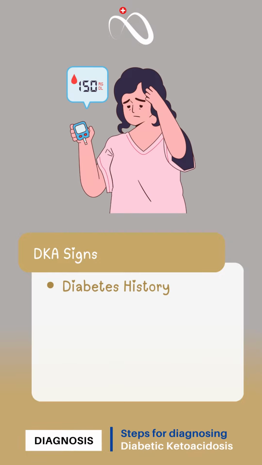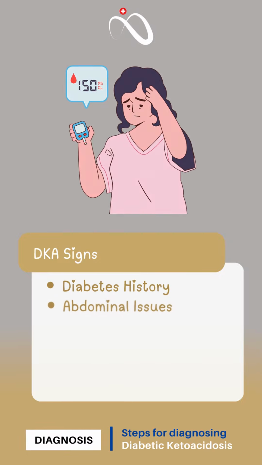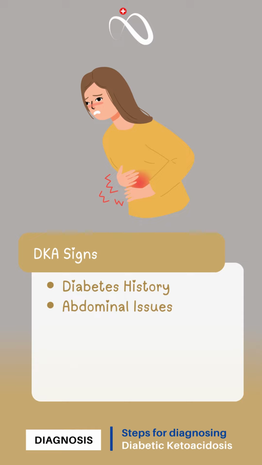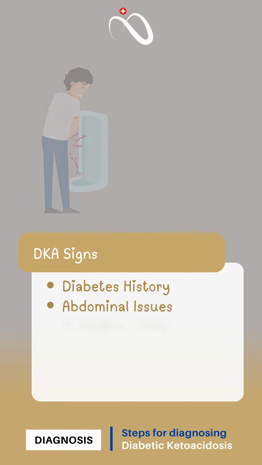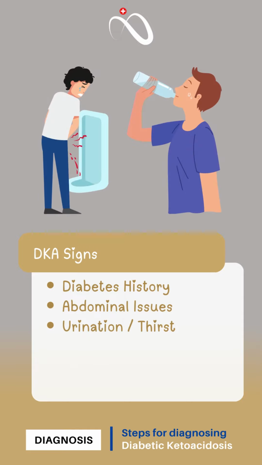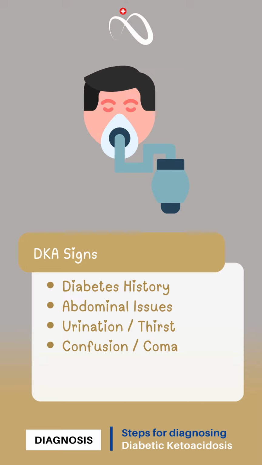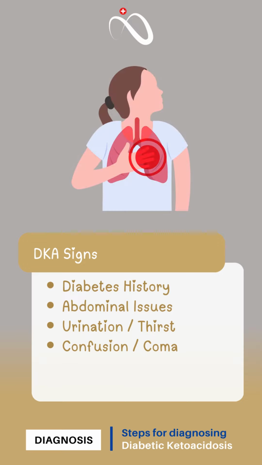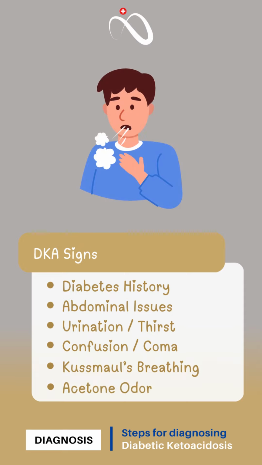A history of diabetes. Symptoms like abdominal pain, nausea, and vomiting. Increased urination and extreme thirst. Confusion, disorientation, or even coma in severe cases. Rapid, deep breathing, known as Kussmaul's breathing. And a distinctive acetone odor on the patient's breath.